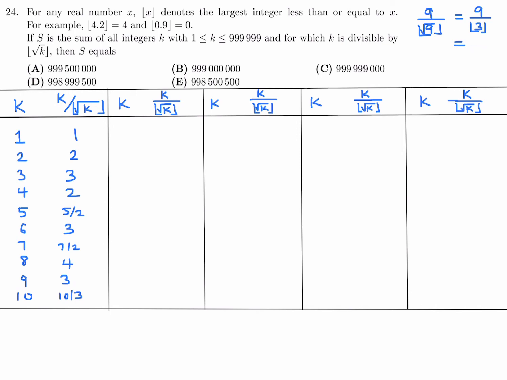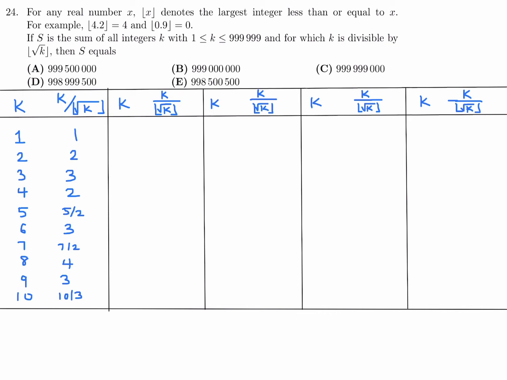Let's do it now for 10. When 10 is equal to k, you get 10 over the square root of 10 bracket. Square root of 10 is approximately 3 point something. I don't know what is it, 3.1 maybe. So when you take the bracket of that, it's just 3. So that's how you got 10 over 3. Okay, so it's nothing earth-shattering. And that basically illustrates whether k is divisible by the square root of k bracket or not.